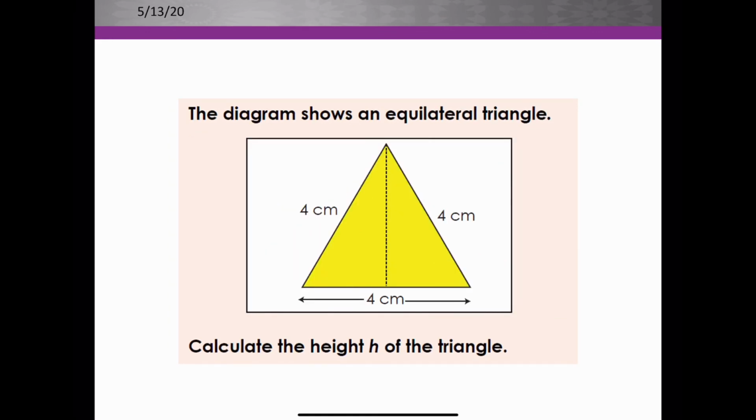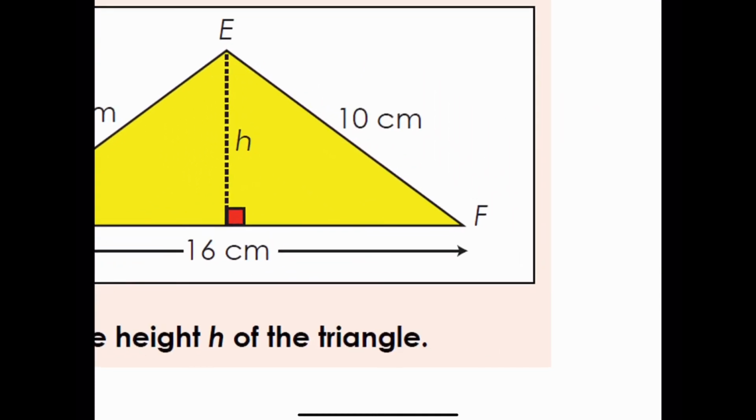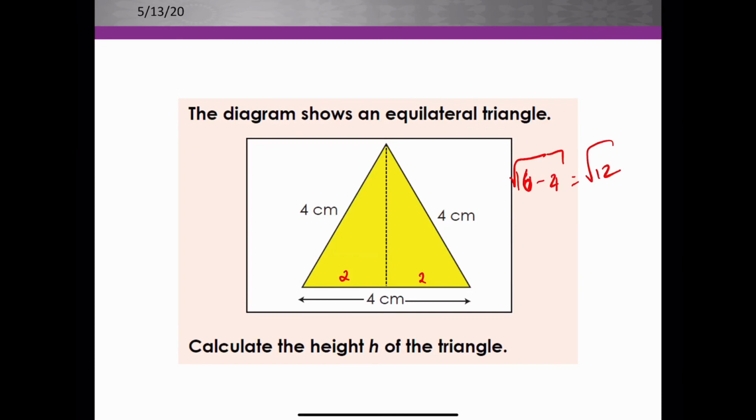Calculate the height of the triangle. 2 and 2. Square root of 4 take away, square root 16 take away 4. Square root 12, which is 2 root 3. Okay, remember the surds that we've done at the beginning of the year.